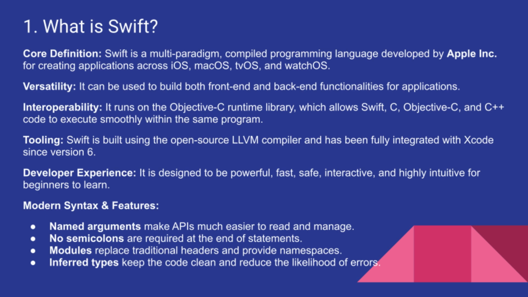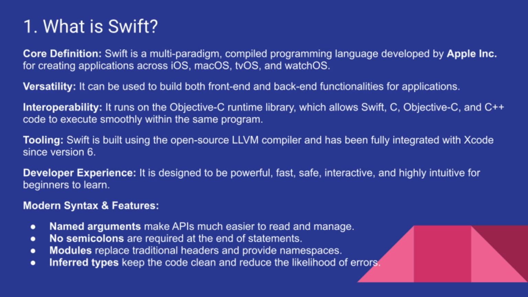First, hit them with the core definition. Swift is a multi-paradigm, compiled programming language built by Apple for their entire ecosystem, iOS, macOS, tvOS, and watchOS. Because it's compiled using the open-source LLVM compiler, it runs incredibly fast. It's also versatile. While we mostly use it for front-end app development, you can absolutely use it for back-end server functionalities too.